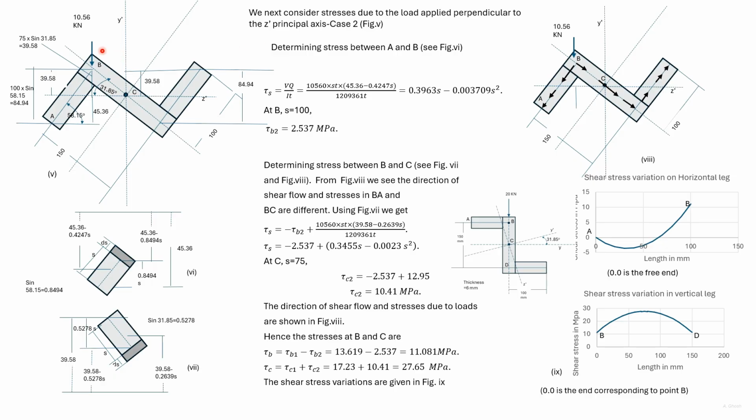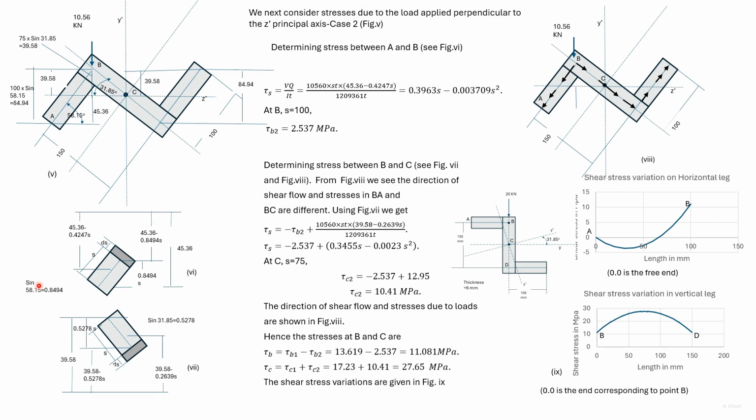Here we consider the other load, perpendicular to the z-axis, and find out the stresses in the section. We find out the stresses between A and B and then B and C. For this internal load, this would be the variation of the shear flow. We take a section from the free end of length S.